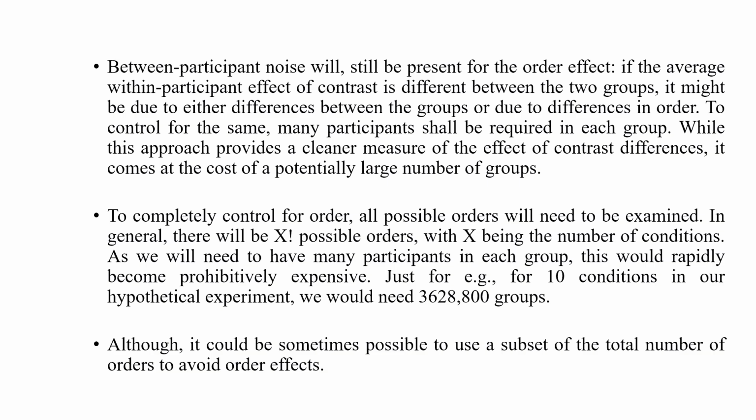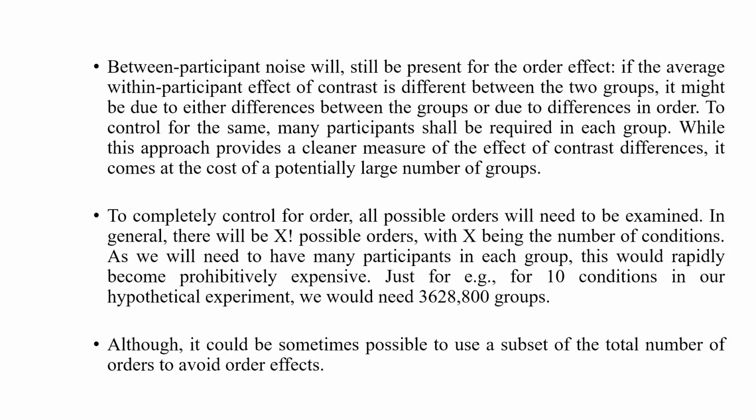So between participant noise will still be there; it will be present in the order effect. One group has seen AB order and the other group has seen BA order. If the average within participant effect of contrast is different between the two groups, there is some error arising because of order, and order is still a between participant variable. It might be due to either differences between groups or differences due to order, so order can play a part. Now to control for this, many participants will be required in each group.